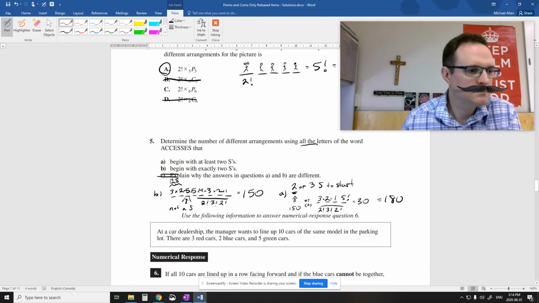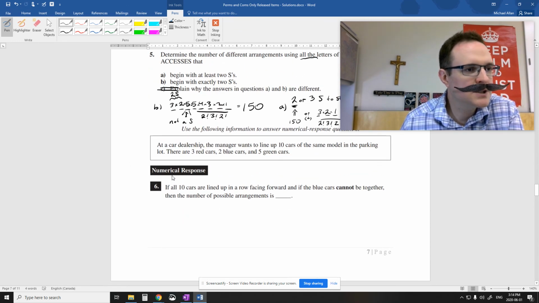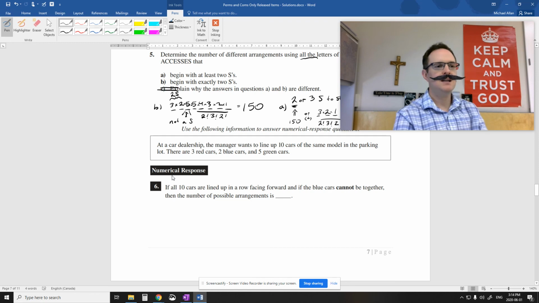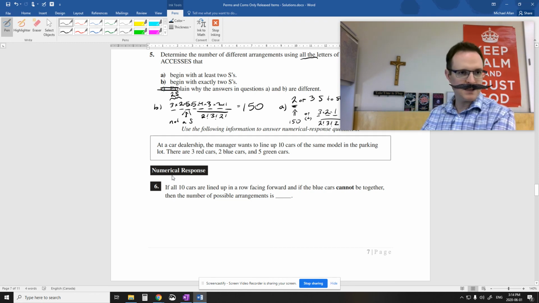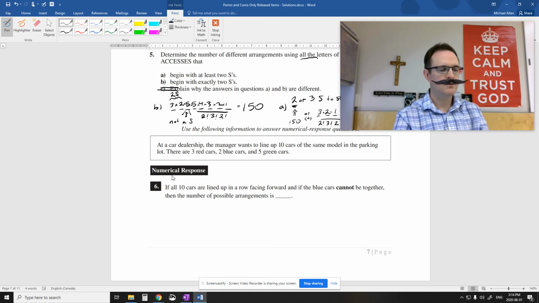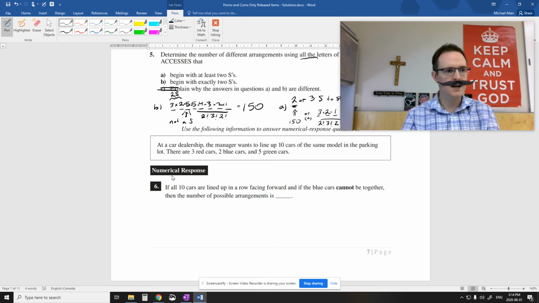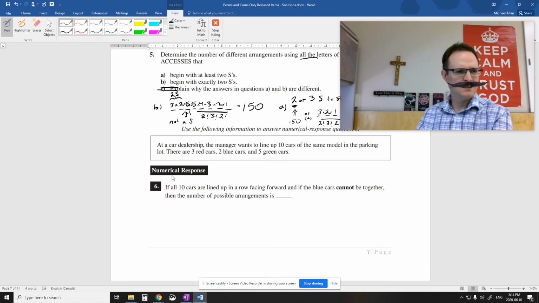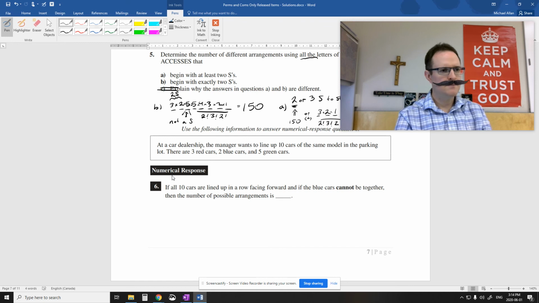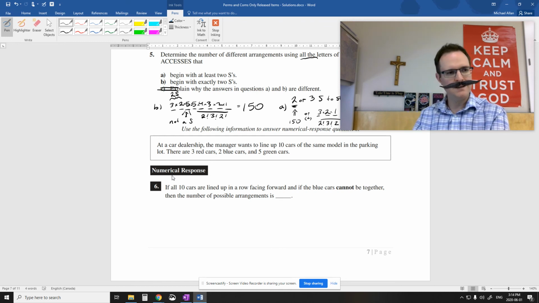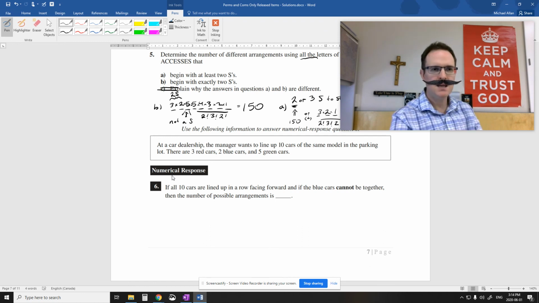Cool. At a local dealership, the manager wants to line up 10 cars in the same model in the parking lot. There are 3 reds, 2 blues, and 5 greens. Ooh, okay, there's repetition. They're all the same model. So we have to divide that out. But the blue cars cannot be together.